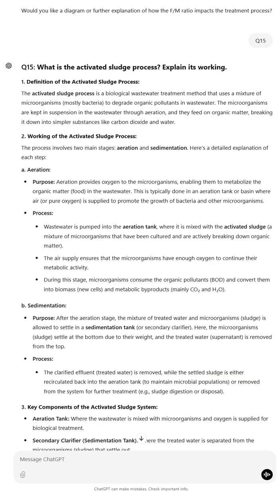Q15. What is the activated sludge process? Explain its working. 1. Definition of the activated sludge process.